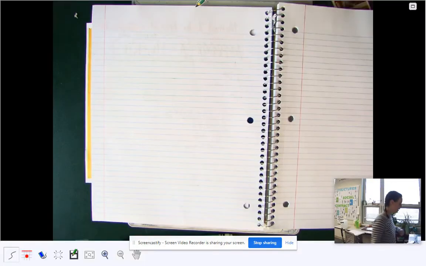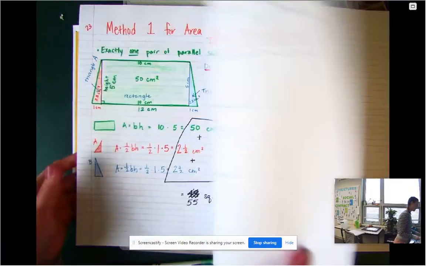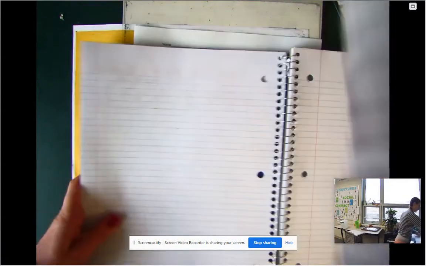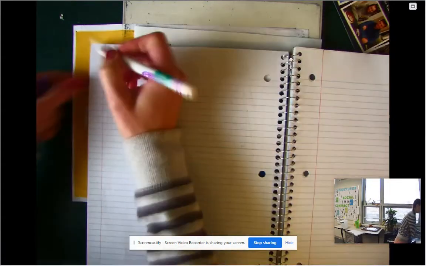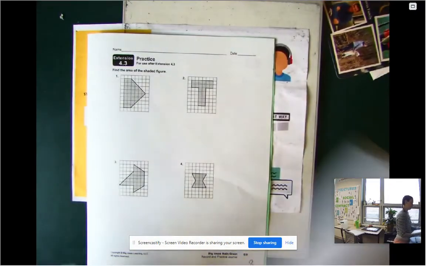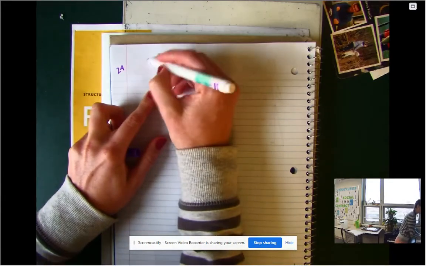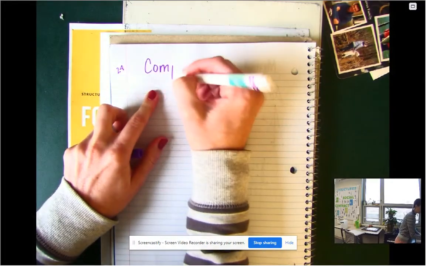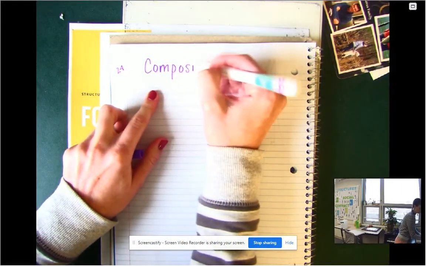Hello, everybody. We are on page 24, and today is kind of going to be a heavy hit on vocabulary. We're talking today about composite figures.